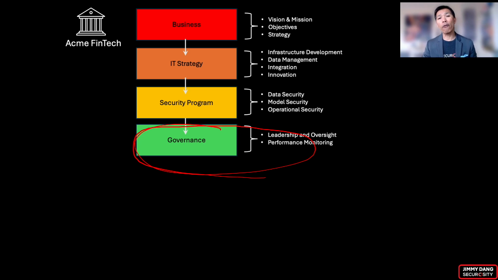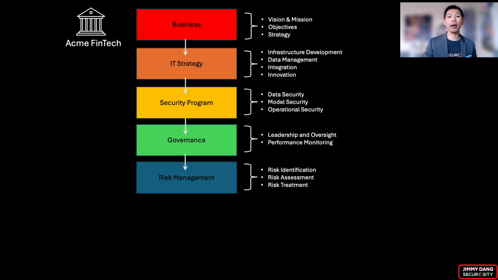2. Performance monitoring, regularly assessing the effectiveness of AI and also the security practices and making necessary adjustments as needed. Next up, we have risk management.